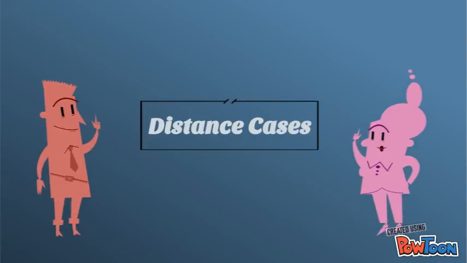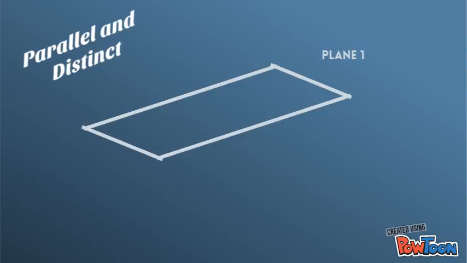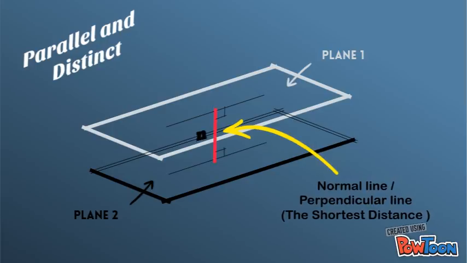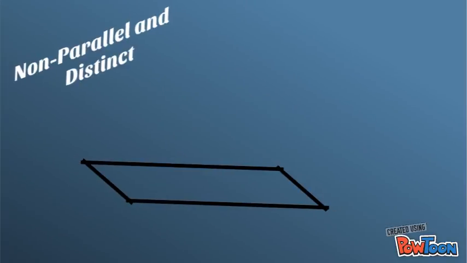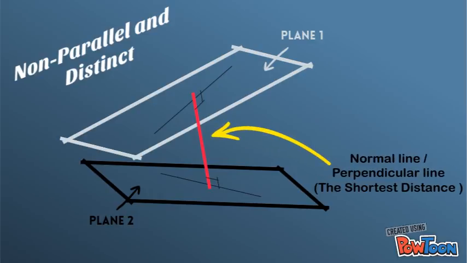Now, what are the distance cases that can define distance between two planes? The first distance case will be the parallel and distinct case. Say you are given two planes, plane 1 and plane 2, and they are parallel. The normal line that is formed between the planes will describe the shortest distance. This is also true for the non-parallel and distinct planes, meaning the direction vectors on the planes are not scalar multiples of one another. The same concept applies here as well, as the normal line that is formed between the planes would describe the shortest distance.